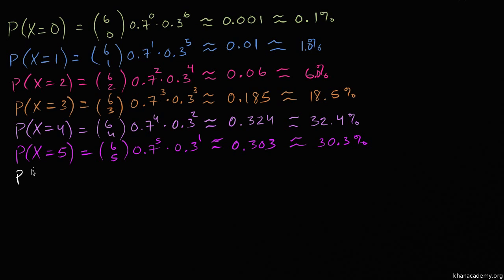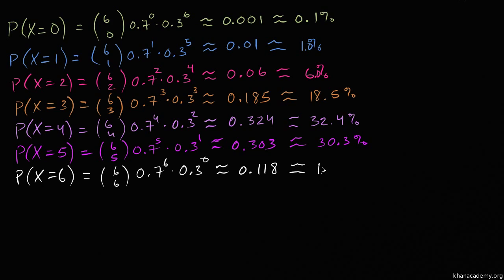So the probability that I make all of them, all 6, is going to be equal to 6 choose 6 times 0.7 to the 6th power times 0.3 to the 0th power, which is going to be 1. So it's really just 0.7 to the 6th power, and this is approximately 0.118. I calculated that ahead of time, which is 11.8%. And so there's something interesting that's going on here.